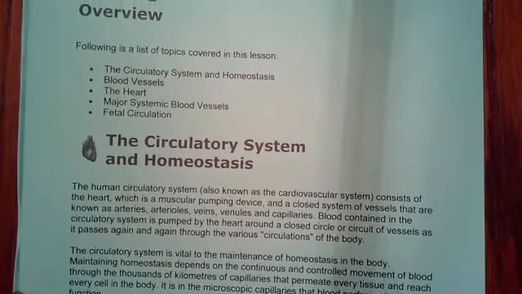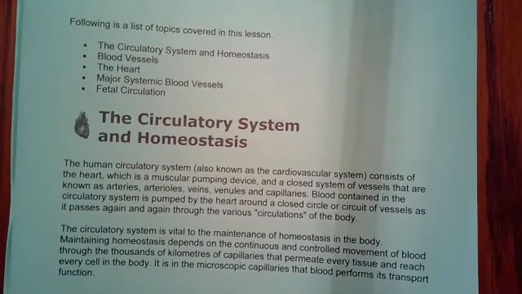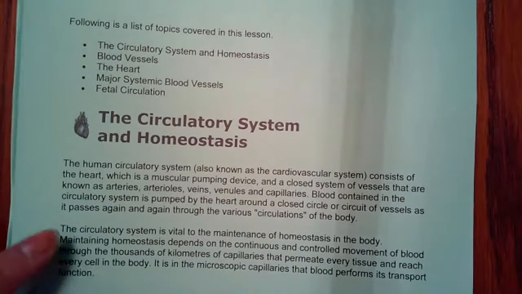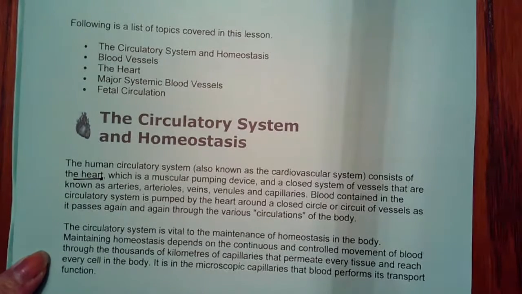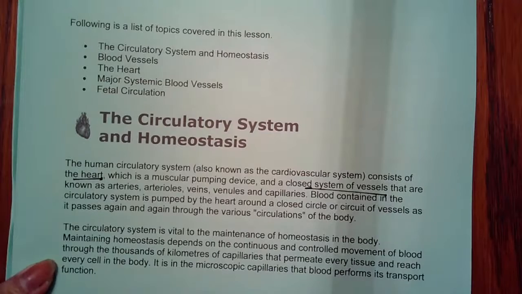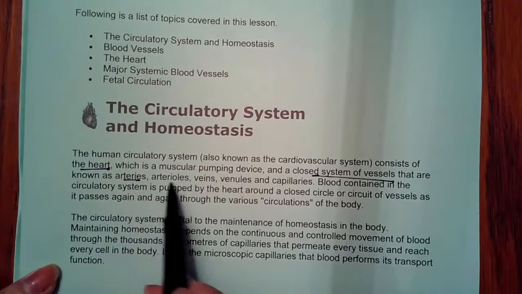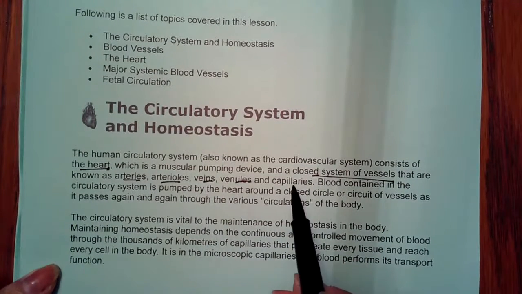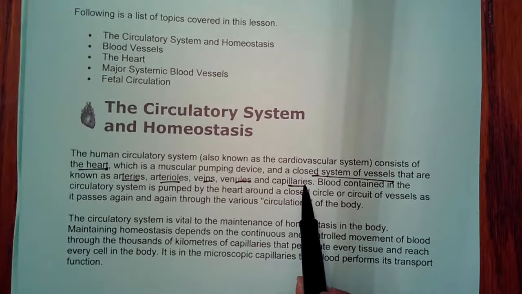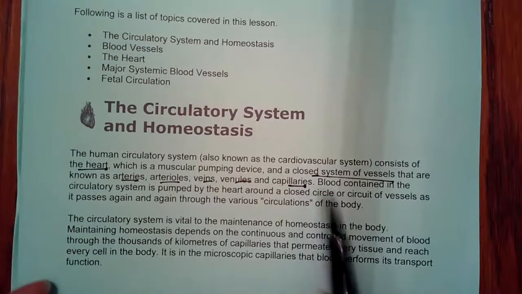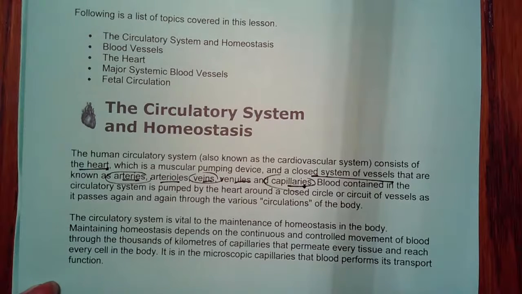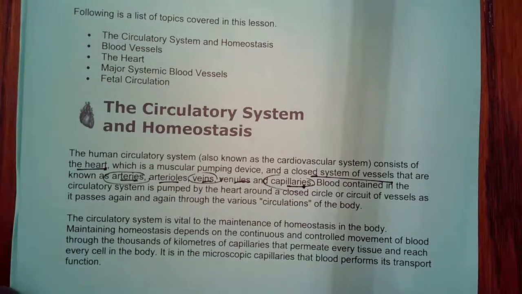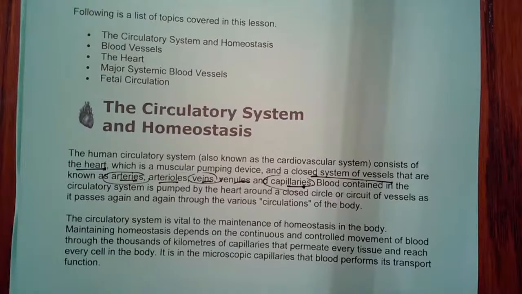The circulatory system is also known as the cardiovascular system, which consists of the heart, which is the pump, and a closed system of vessels known as the arteries, arterioles, veins, venules, and capillaries. The three main parts of the blood vessels really are arteries, veins, and capillaries. So you could make an analogy at this point.